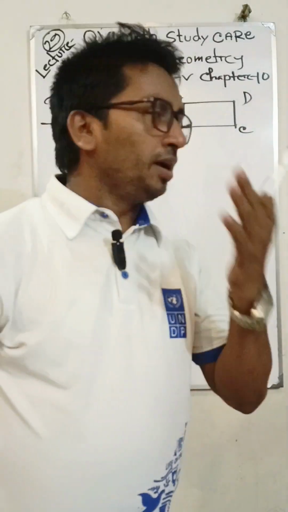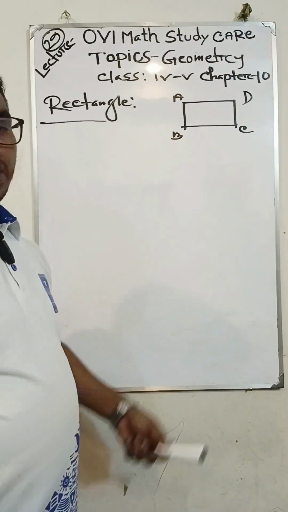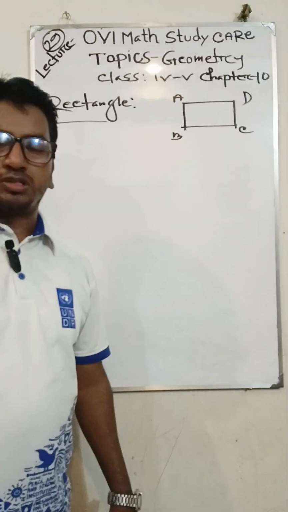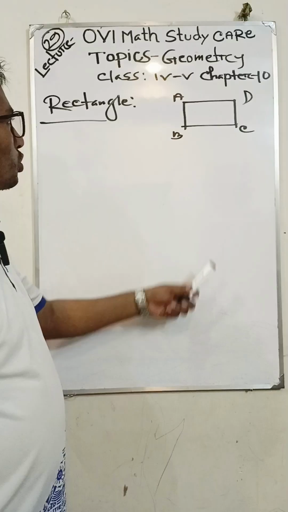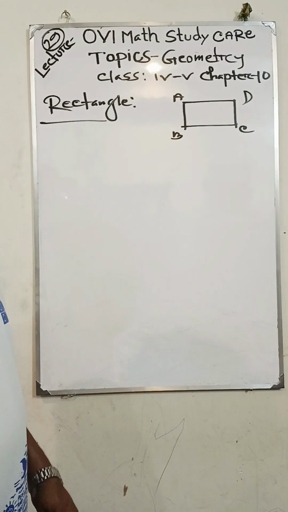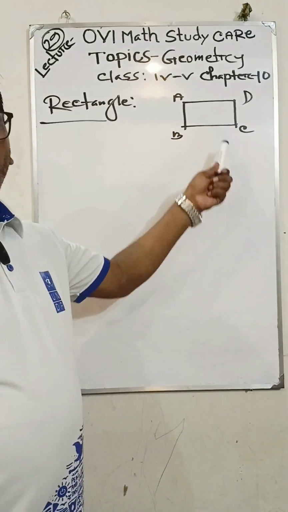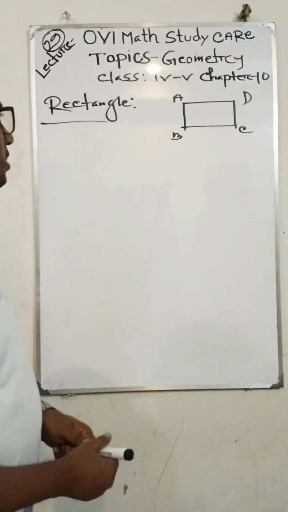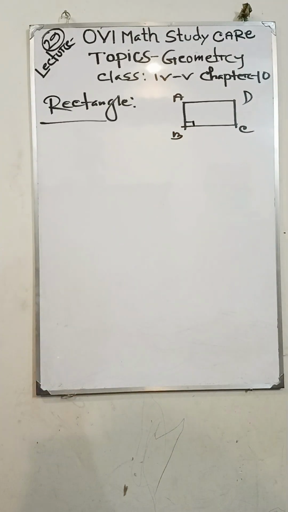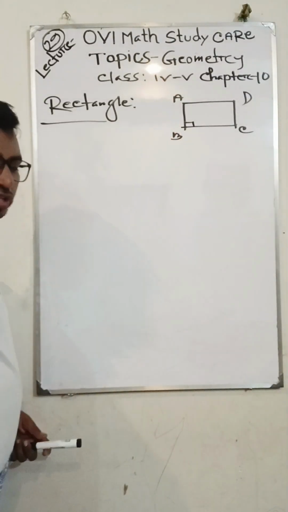We know that the quadrilateral whose opposite sides are equal and parallel and every angle is a right angle is called a rectangle. In English, if opposite sides of a quadrilateral are equal and parallel and every angle is a right angle, it is called a rectangle.